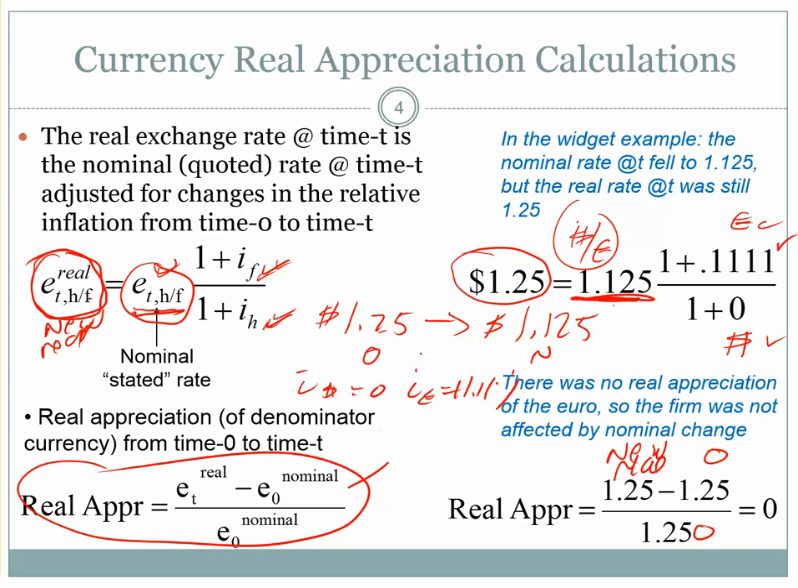Now this equation here will always give you the real appreciation of a currency, but it's always of the denominator currency. So in other words, if this is all in dollar per euro, it tells you about the euro. Now if you want to know the real appreciation of the numerator, you're just going to reverse this and take the old nominal minus the new real over the new real.